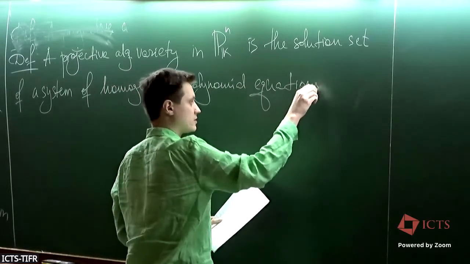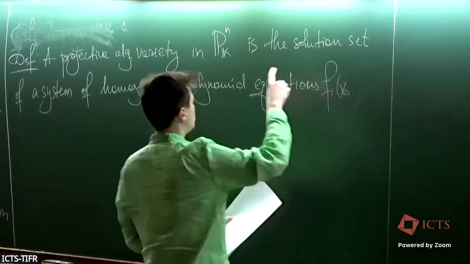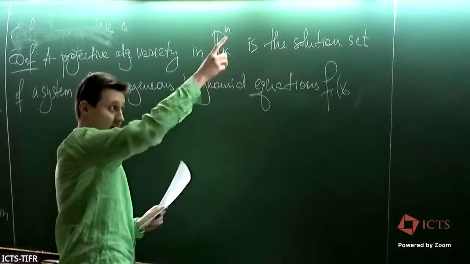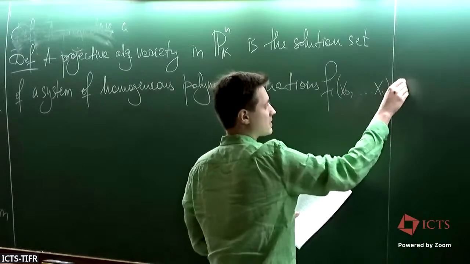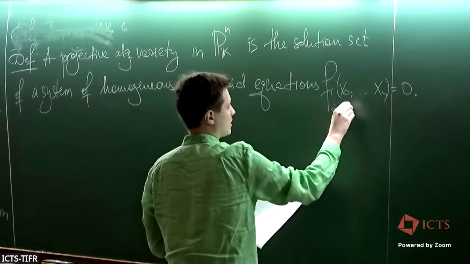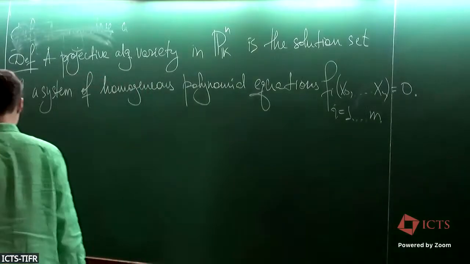Polynomial equations. And we'll still denote them by Fi. So Pn has homogeneous coordinates. There's n plus 1 of them. So we start from x0, and then we go to xn. And we still have a finite system of polynomial equations.